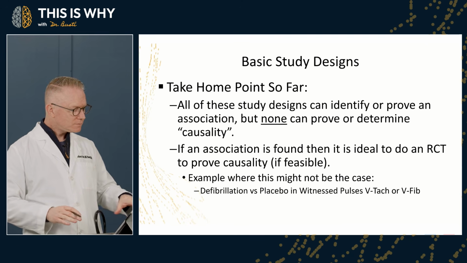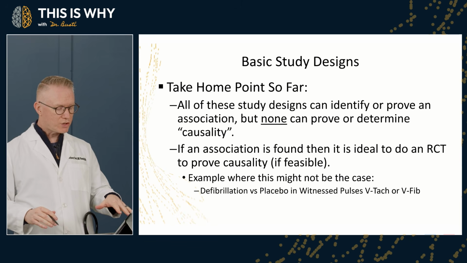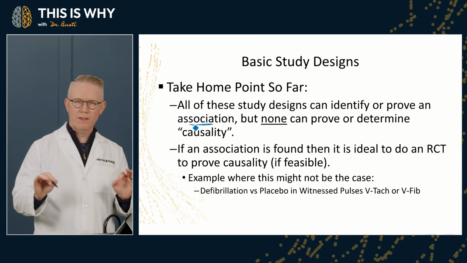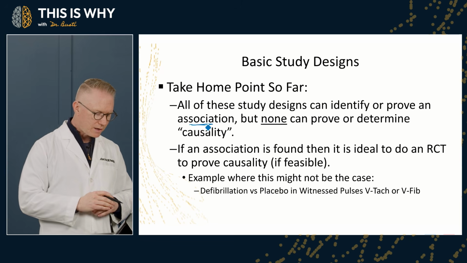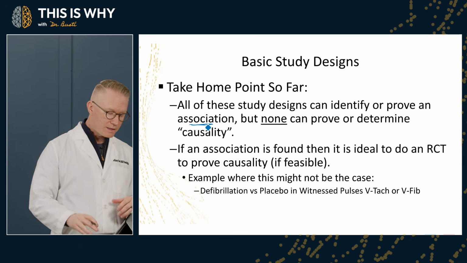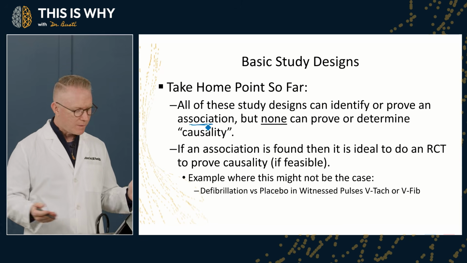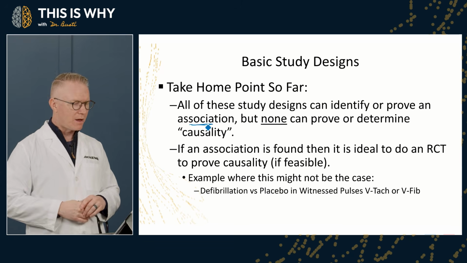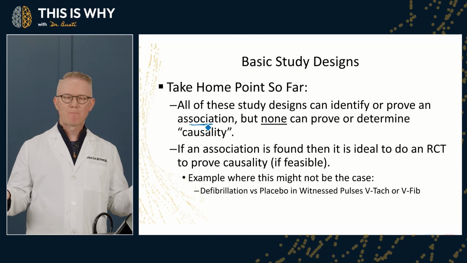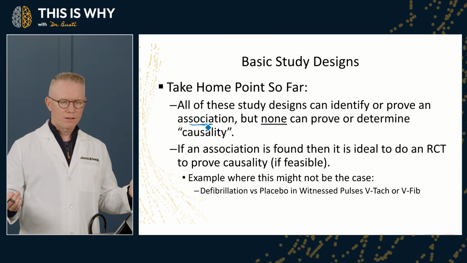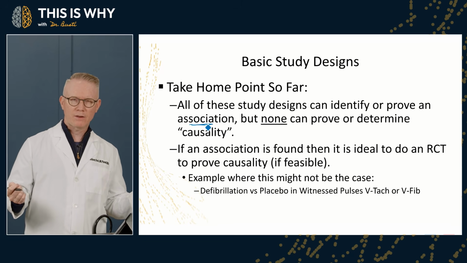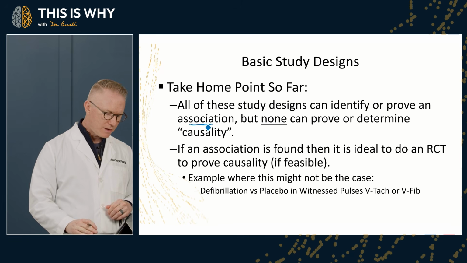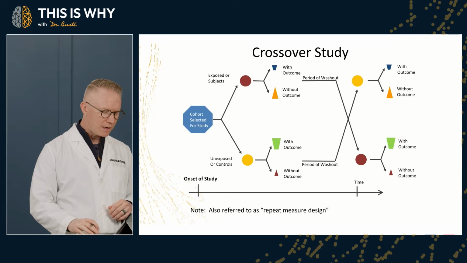So far, all of those study designs and structures, again, can help us to look for an association, but none of them can prove causality, okay? And sometimes it may not be feasible. I mean, think about someone going into a pulseless VTAC or VFib and defibrillating them. You're not going to randomize somebody to a group that's not going to get defibrillated. Right, it's not feasible in that case to be able to prove causality, okay?